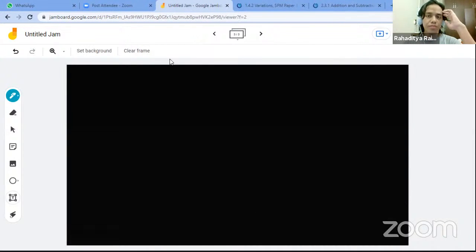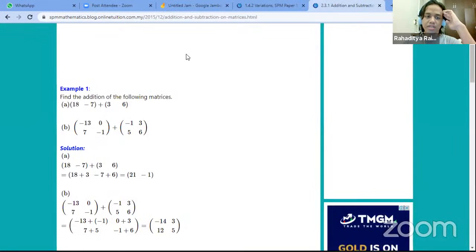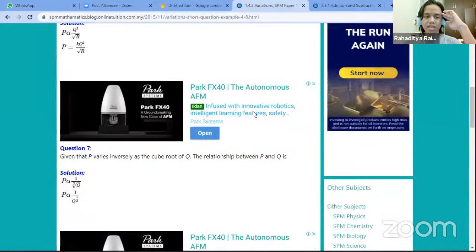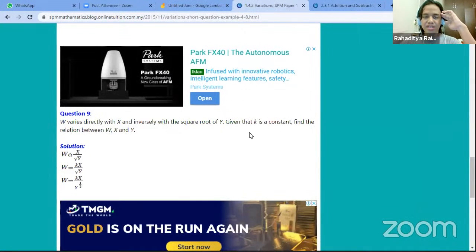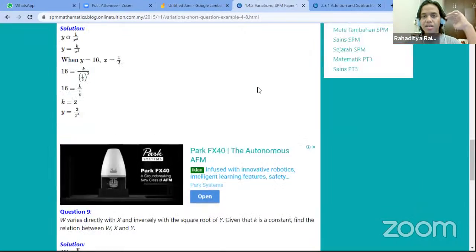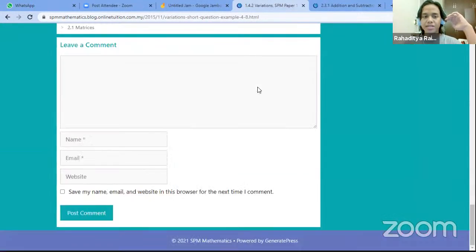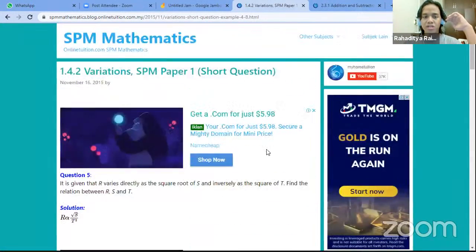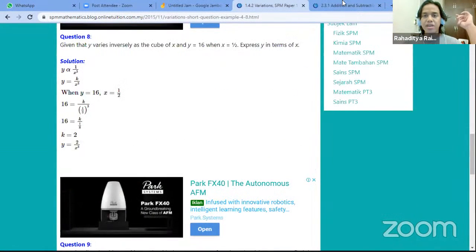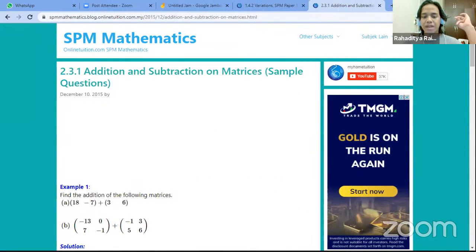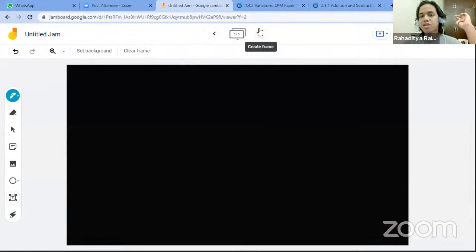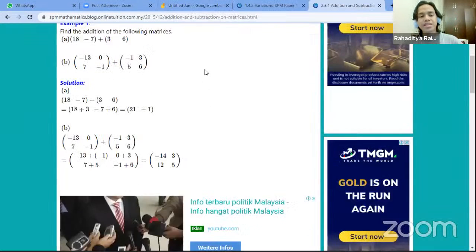Okay, if everyone's neutral on the topic, then I suppose we'll move on to matrix, since you guys already seem somewhat proficient in variation based on what you've said. But if you guys want me to help you with more variation, then feel free to, if you're too shy to type in the chat, you can always direct message me here on Zoom.